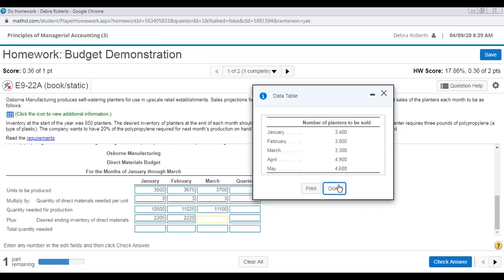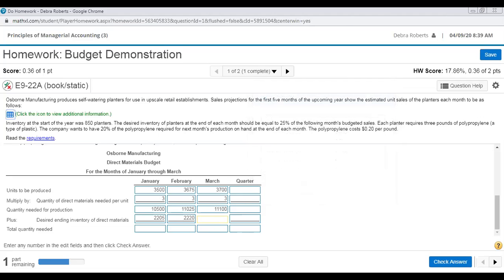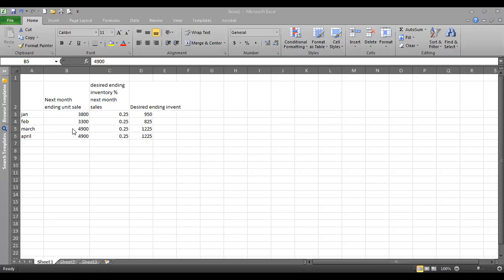So what I'm going to do is come out of here and do the exact same thing. I'm going to stop sharing this screen and share my Excel spreadsheet so that we can do that. Now, here is April. I actually did it already, but let's think about that. We want to know the desired ending inventory. We want to know the quantity needed for production for April because we're not given that.